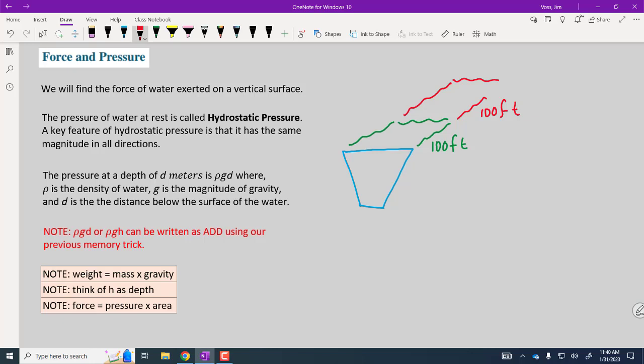Any idea? How much more force? Anyone have a guess? Twice the number. Okay, we hear twice. Seems like a reasonable guess. Anyone know the answer? It'd be squared. It's a reasonable guess. The answer is 0.